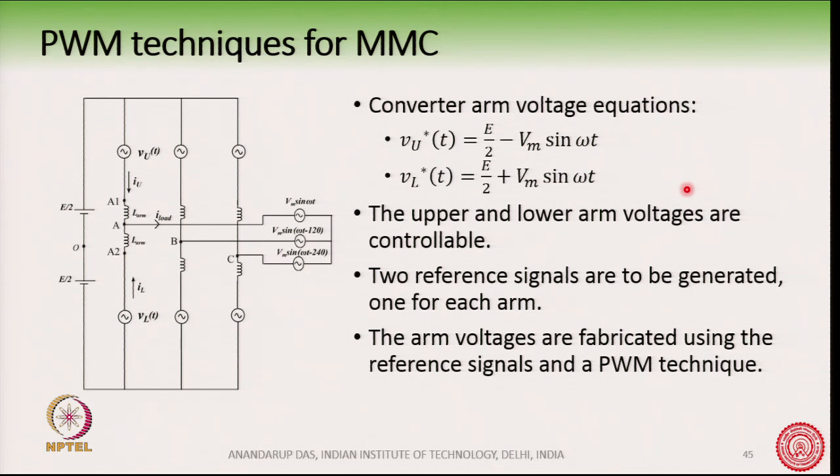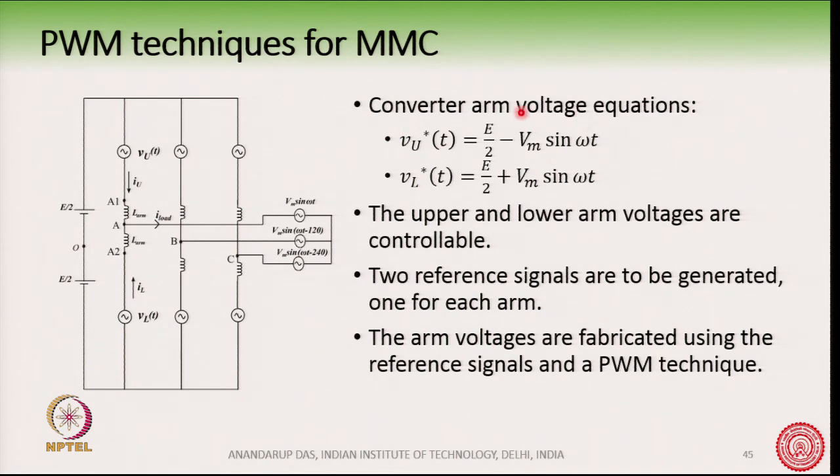And this VU star and VL star is the reference voltage for any particular phase. Ideally I should write this as VU A star and VL A star. This is the A phase reference. Once we get the main reference from the control system, we then split it into two, for the two arms, VU A star and VL A star. So, these are basically the reference voltages for the two arms in a particular phase.